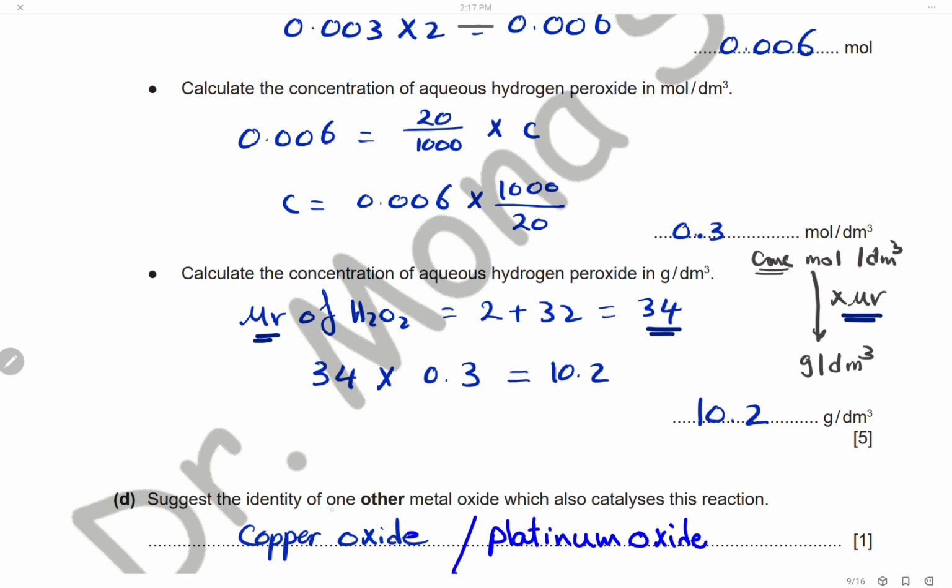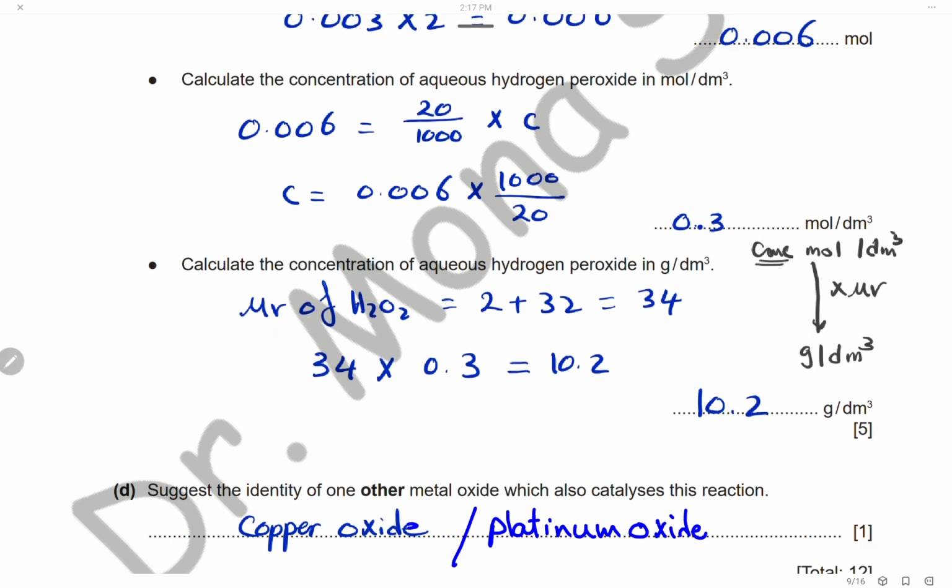Suggest the identity of another metal oxide which can also catalyze this reaction. We can use any transition metal oxide like platinum oxide or copper oxide.